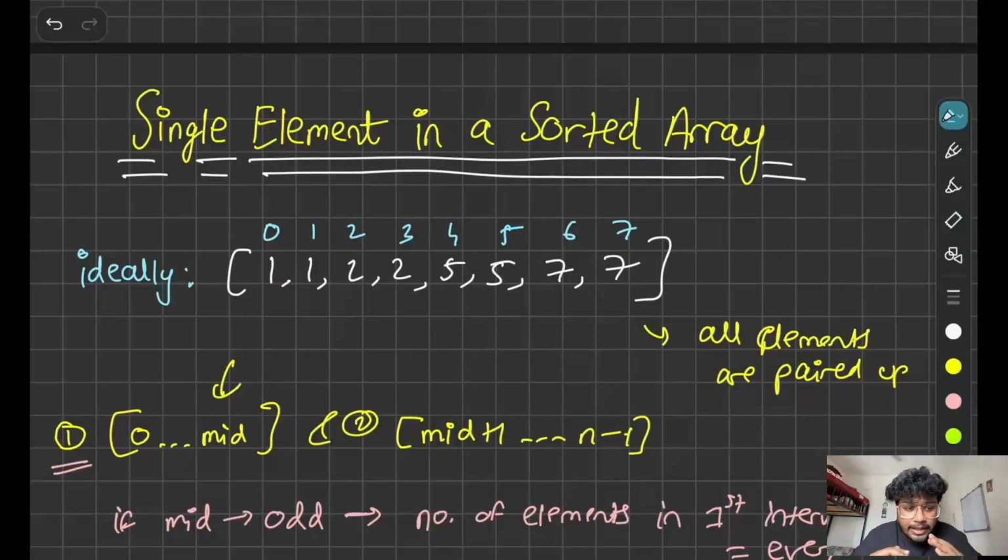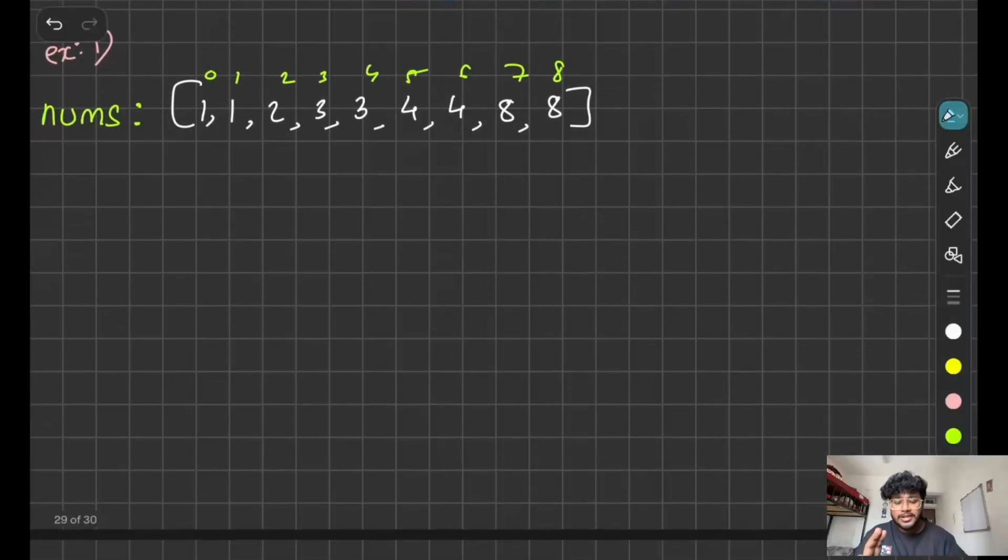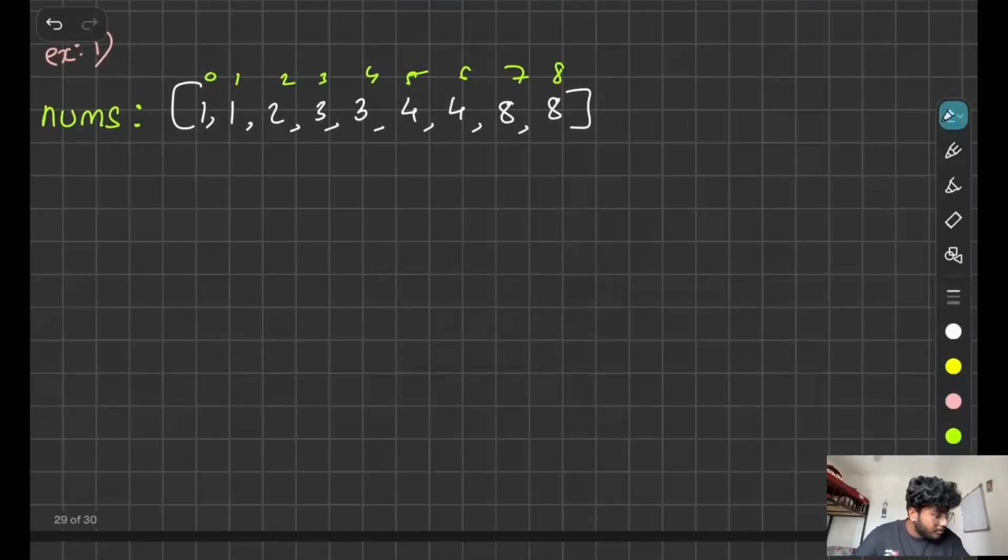Now let's take the example. Let's try to build on it. How do we eliminate and how do we do binary search on it? So that was the ideal case. Now let's consider a concrete example where basically I have a single element. In this case, we have the single element as 2. We can clearly see it, right?